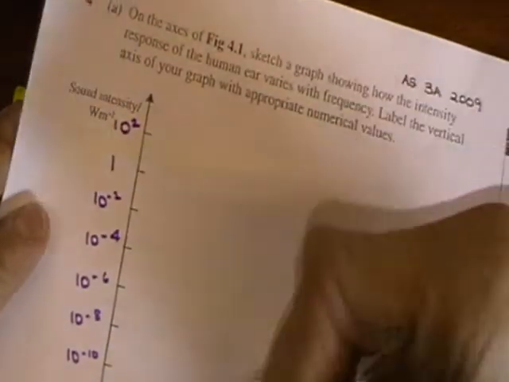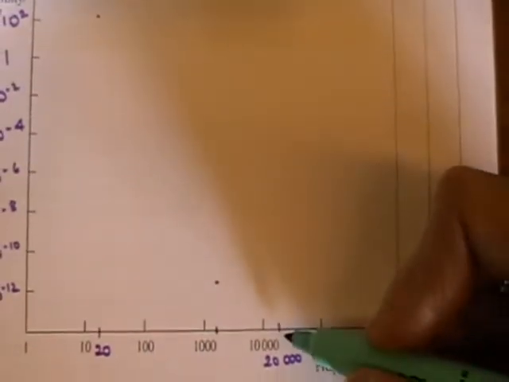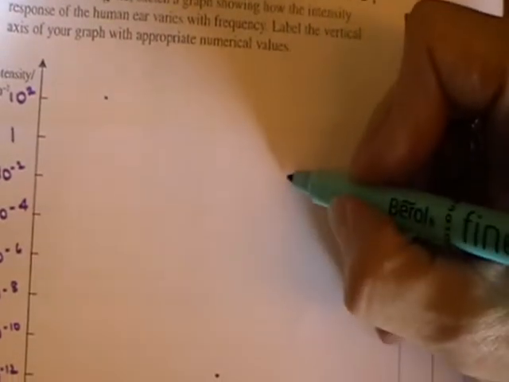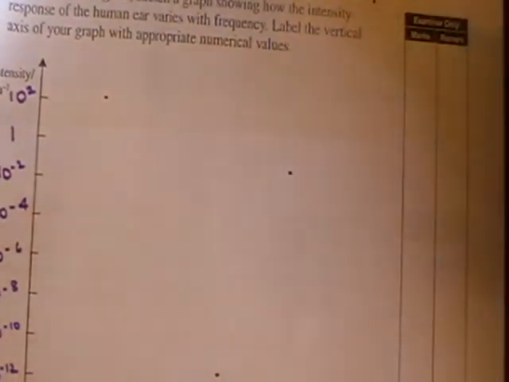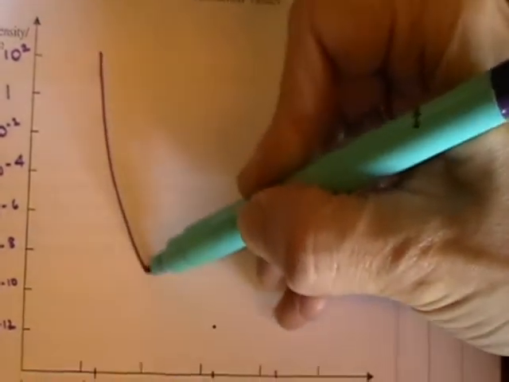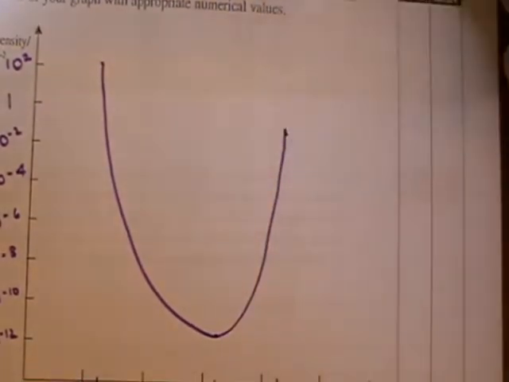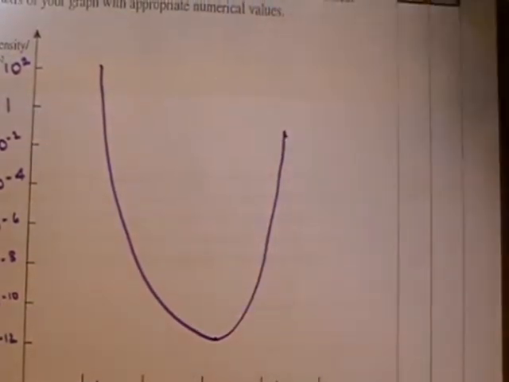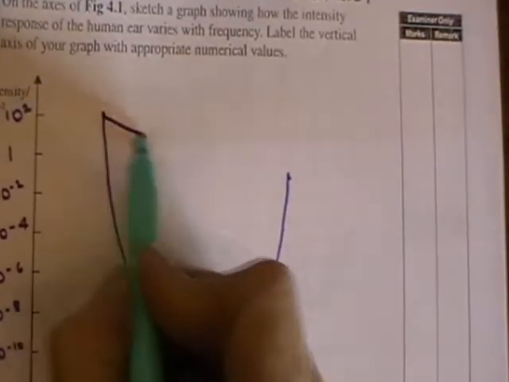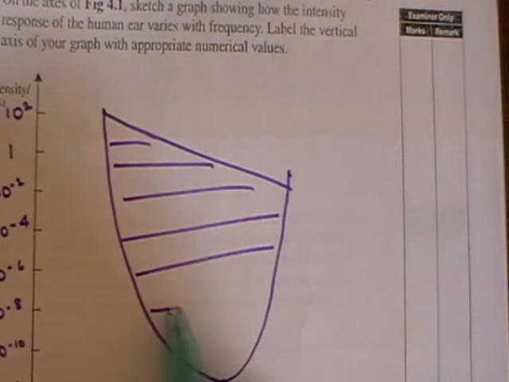And so you know that this starts at 20 Hertz there and goes down to here at 10 to the minus 12, and then at 2,000 Hertz, which is here, it goes up to about 10 to the minus 2, which is about there. And we're just going to join those points up. And then it doesn't say to shade in, but we're that used to doing it, we'll just do it anyway. So we'll just shade in what you can actually hear, and you hear everything in that region there.